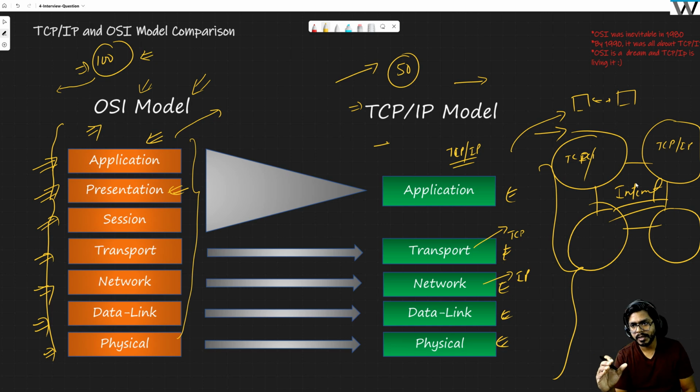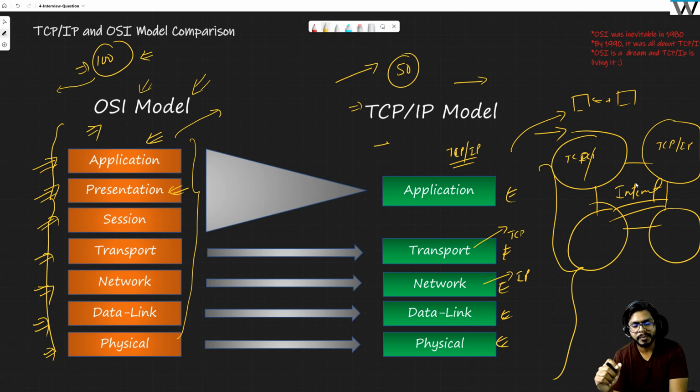So the TCP/IP model resulted in the birth of the internet, which we all know. Every device that is connected to the internet has this TCP/IP model implemented. Now the question must arise, which you have already answered: why the OSI model if we have TCP/IP implemented everywhere?